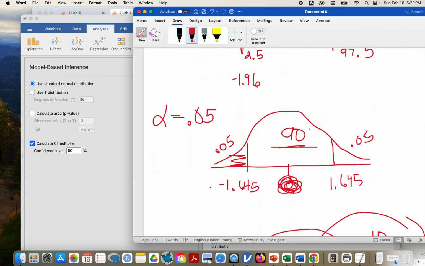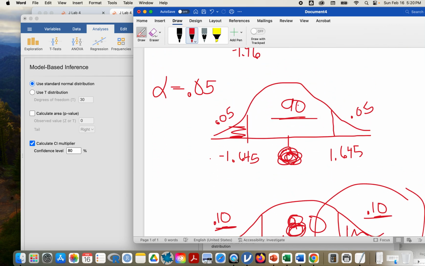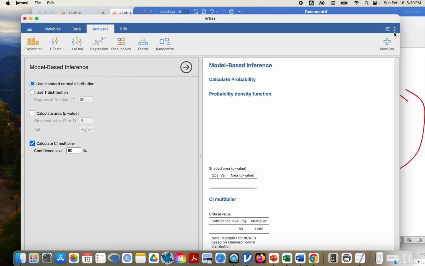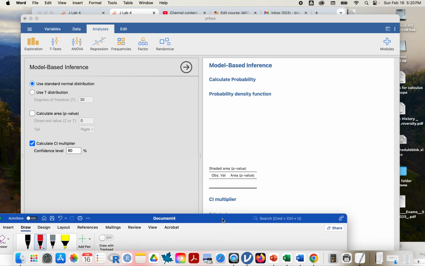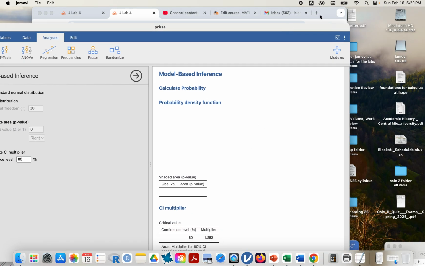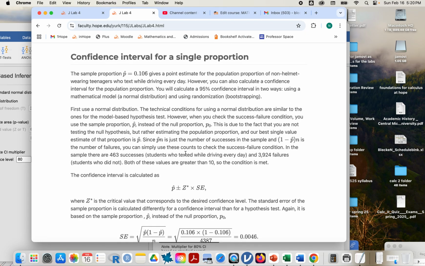Whatever our confidence interval is, if it's the 90% confidence interval, our multipliers are the 1.645s. If it's the 80% confidence interval, our multipliers are the 1.282. All right, hopefully that helps with that piece. And I showed you a way to get the critical values without having to use the Texas Instruments 84. Okay, so back over to this.